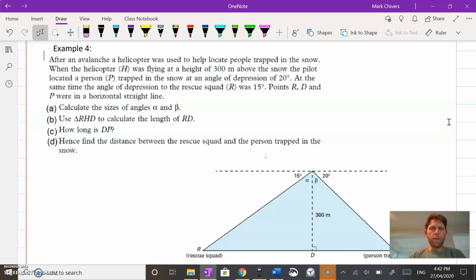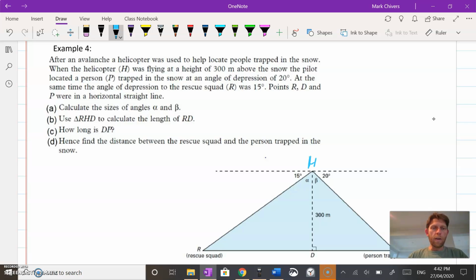Okay, so we're in part 2 now of solving miscellaneous problems using trigonometry. And our next example here, we've got an avalanche. After an avalanche, helicopters are used to locate people trapped in the snow. When the helicopter H, now I don't think the H is in the drawing, so I'm just going to put that in there straight up. There's our point H, was flying 300 metres above the snow.